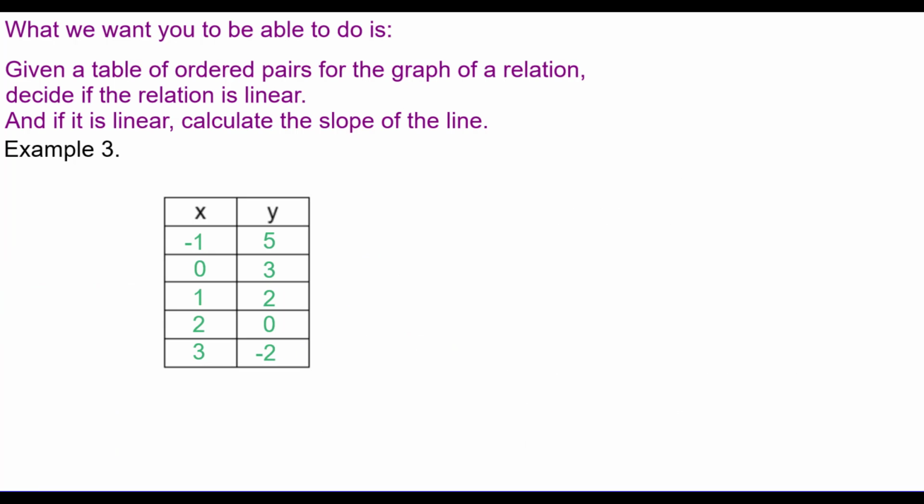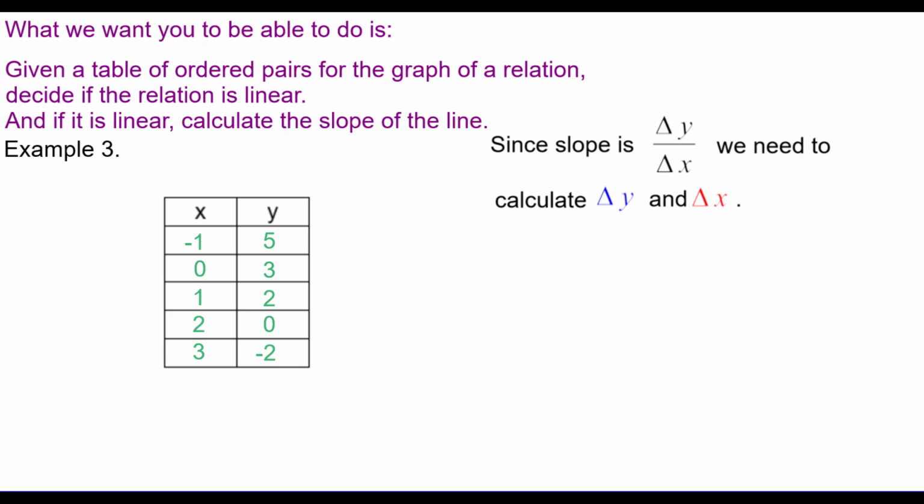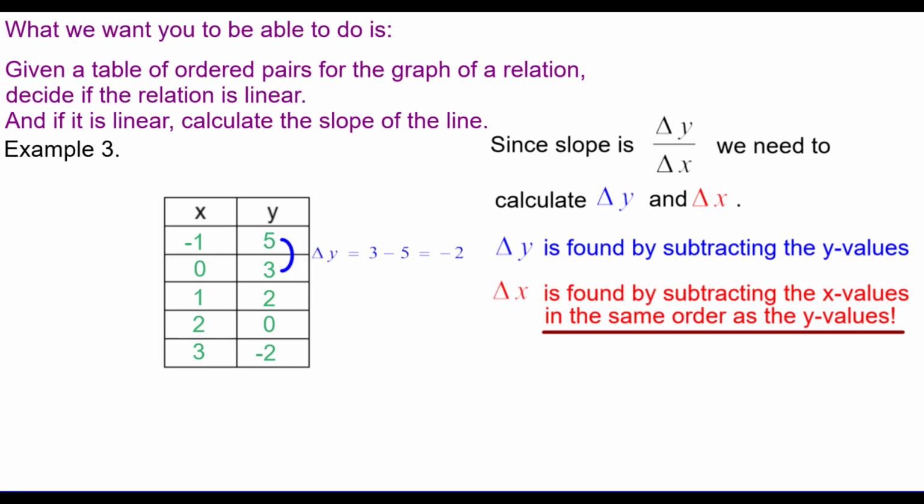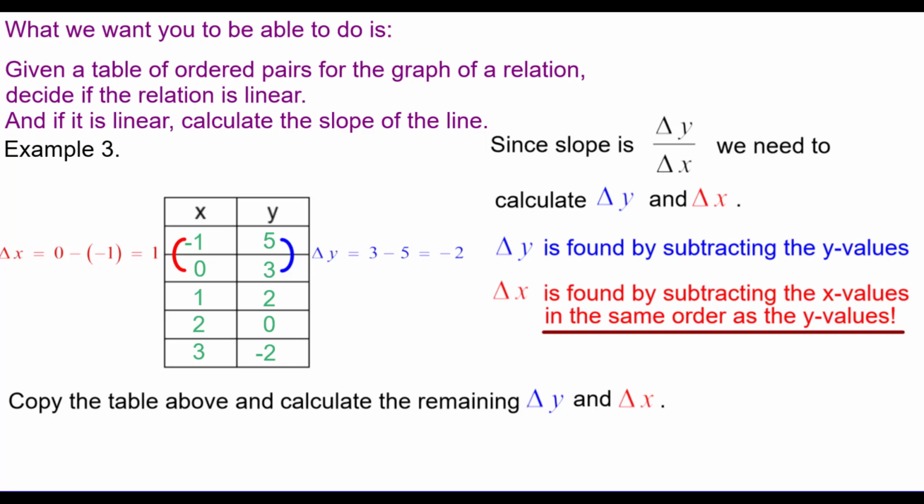Example 3. We want to calculate the change in y and the change in x. So we found the first change in y to be 3 minus 5, which is negative 2. Change in x for those 2 points is positive 1. 0 minus a negative 1 is the same as 0 plus 1, which is 1. So we're going to ask you to copy the table above and calculate the remaining change in y's and change in x's. Pause as needed, resume when you're ready.